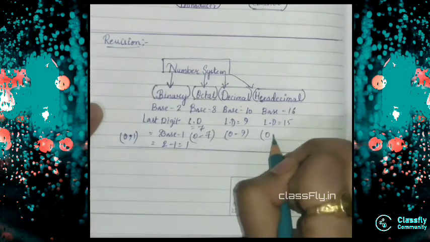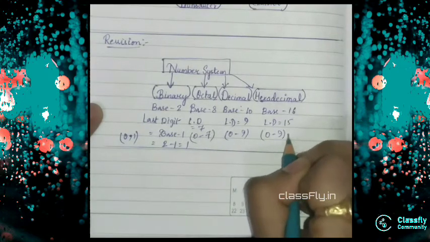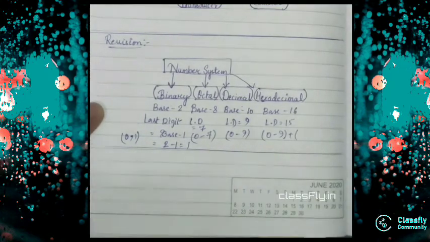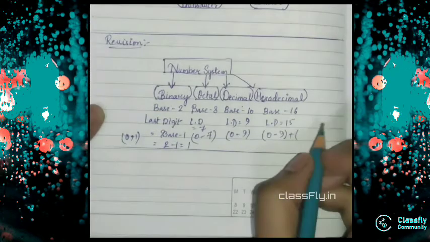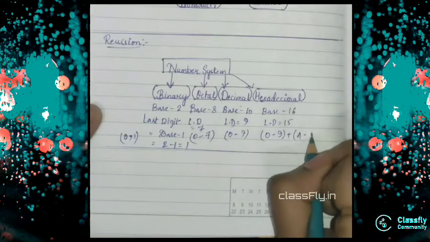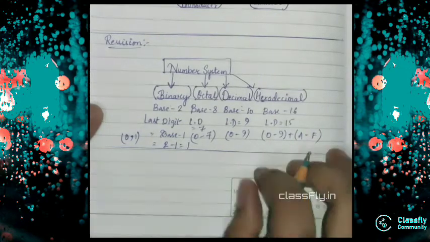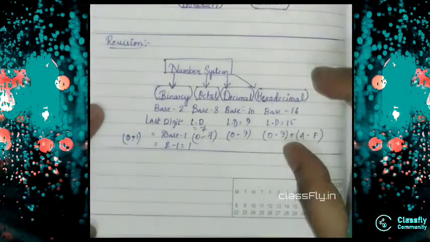It will be 0 to 9 plus, and from 10 we don't say numbers, we represent them as letters. Perfect, so it will go till F. So this is basically the number system.